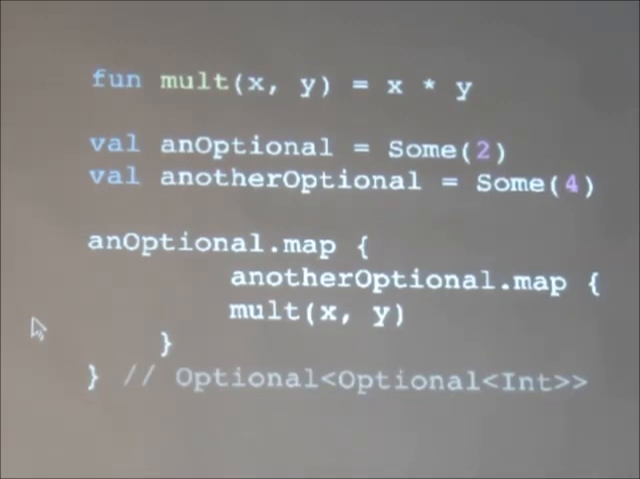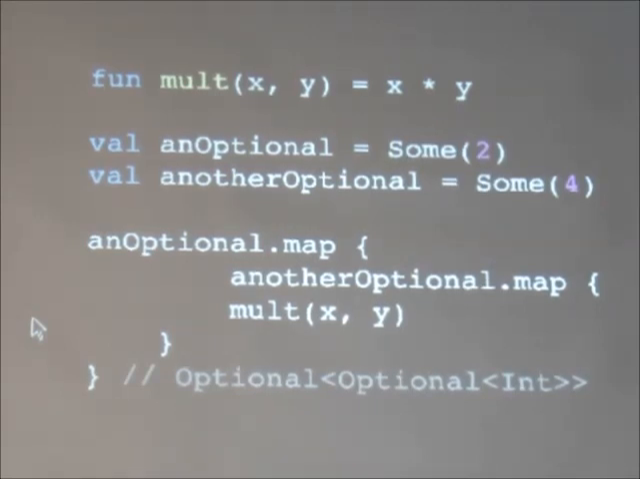With the knowledge that you have right now, it's very possible that you would write something like this: take the first optional, map over it, take the second optional, map over it, multiply the two, and return the numbers. That wouldn't work because you now get a nested Optional of Optional of Optional of Int, when in reality you want Optional of Int. So you need some way to flatten this out.